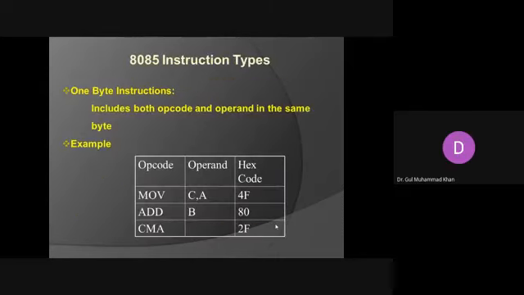We'll start with the classification of instructions in terms of their size. An instruction can be 1 byte, 2 bytes, or 3 bytes, generally. A 1 byte instruction means that you have both the operational code and operand in the same byte. For instance, you have MOV C,A. The hex code for this is 4F.